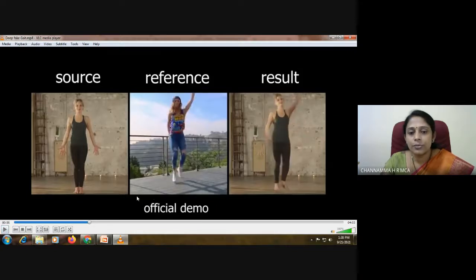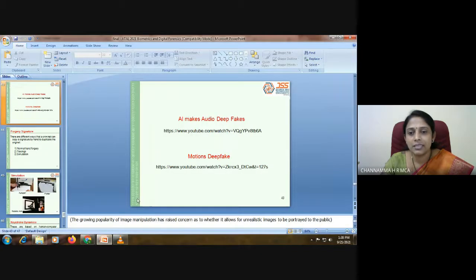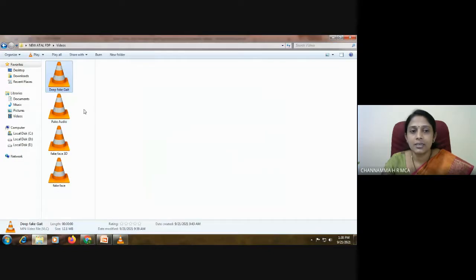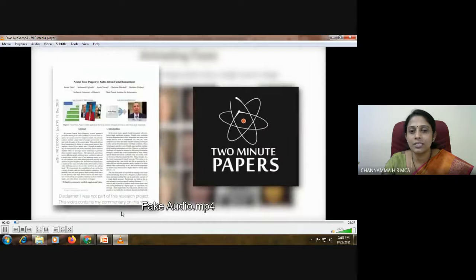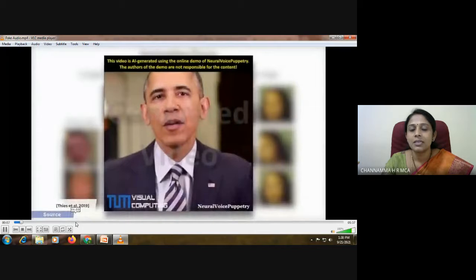This is how, by using deep learning techniques, anybody's motion can be cloned. And similarly, even voice can be generated by using this deep learning technique. So by having samples, as I told you, anybody's voice is available freely.